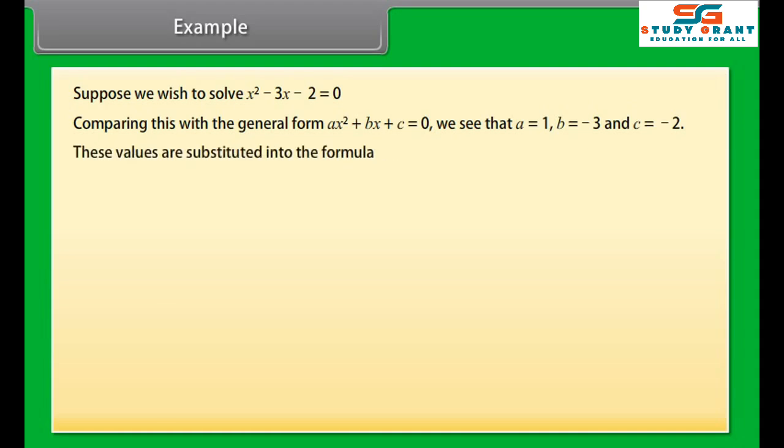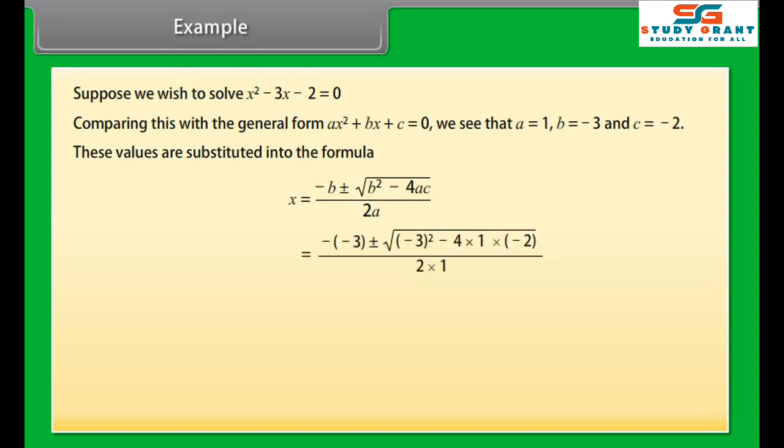1. If b² - 4ac is greater than 0, then the quadratic equation has two distinct real roots. 2. If b² - 4ac is equal to 0, then the equation has two equal real roots. And 3. If b² - 4ac is less than 0, then the equation has no real roots.